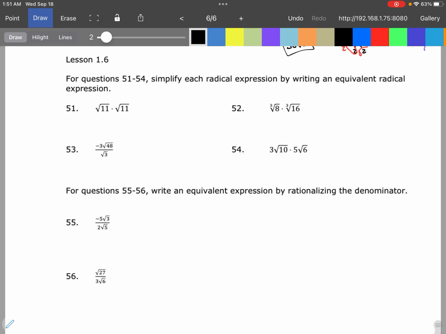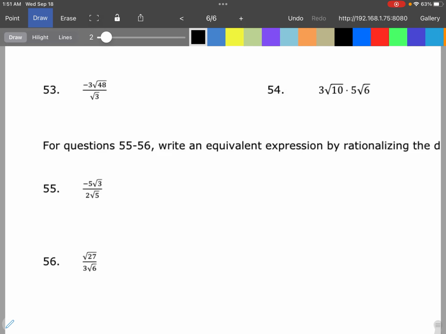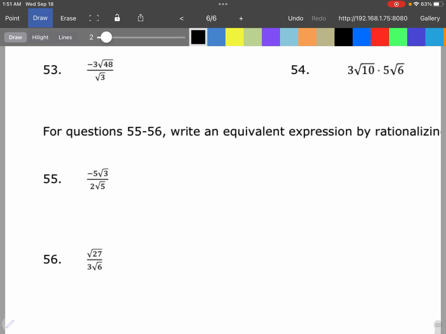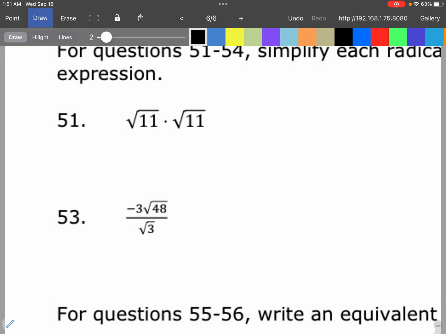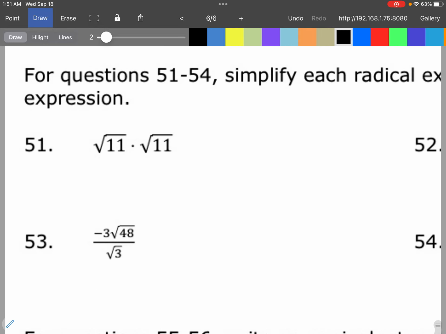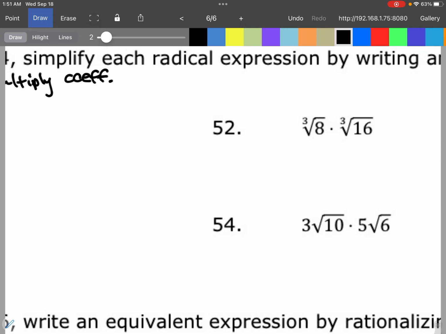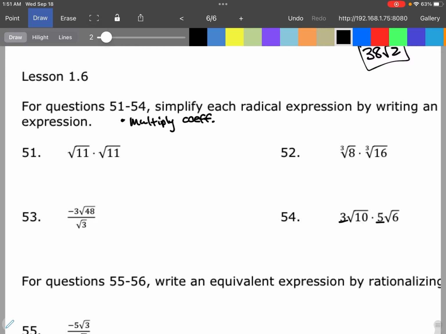Now, 2 more sections for multiplication and division, and rationalizing your denominator. So here are the rules for multiplication. Rule 1, multiply coefficients. Those are the numbers out front, if you have them, like 5 and 4 right here. See these guys? These are coefficients.